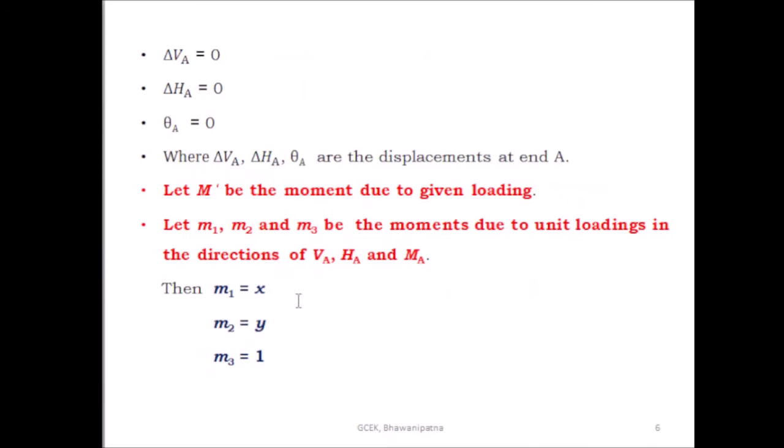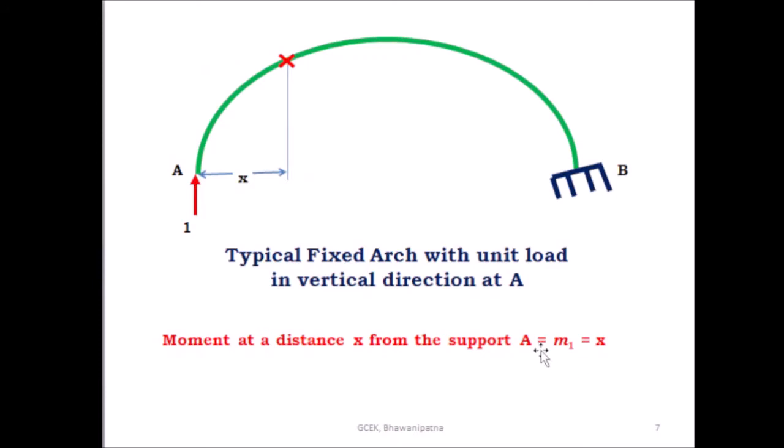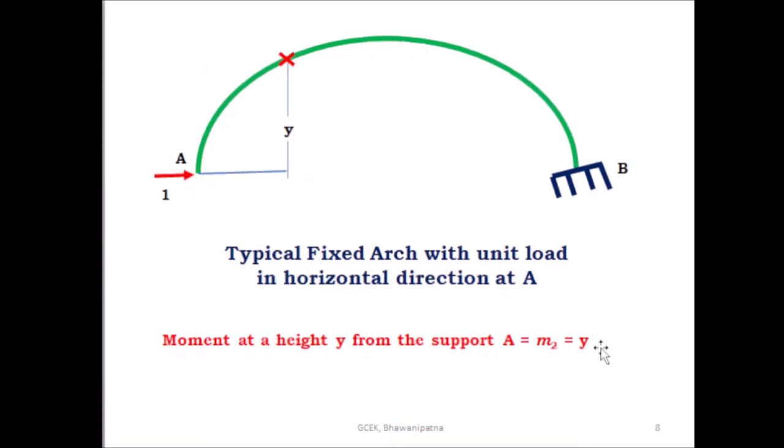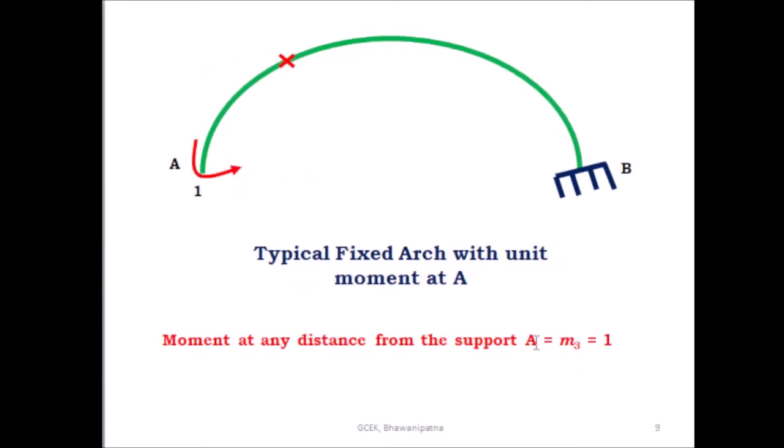So m1 is the moment due to the unit loading in the vertical direction, and m2 is the moment due to the unit loading in the horizontal direction, and m3 is equal to 1. This is the moment due to the moment which is present at the support A. m1 is equal to x, m2 is equal to y, and m3 is equal to 1.